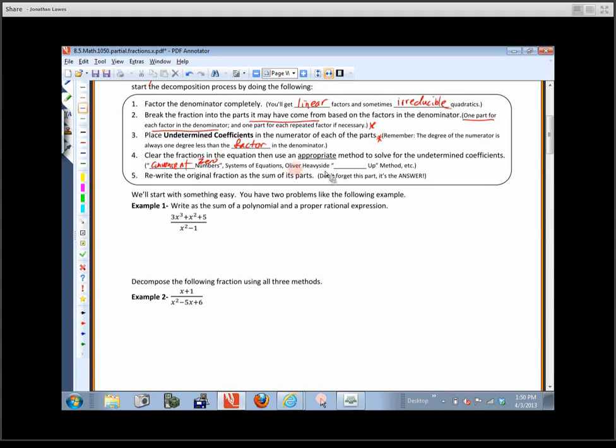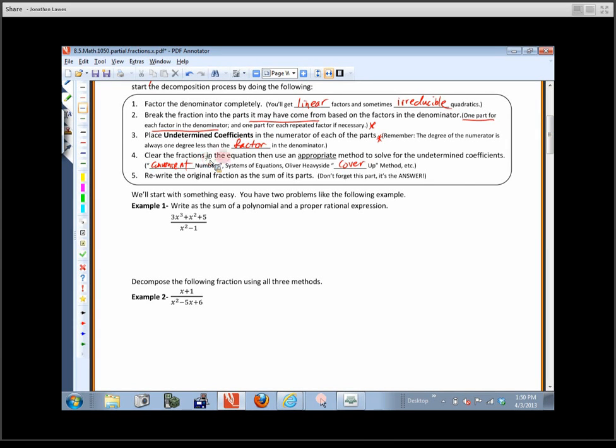And there was actually a guy named Oliver Heaviside. How would you like that name? That was his real name, Oliver Heaviside. It's called the Oliver Heaviside cover-up method. Okay? You can Google him when you get out of here. Pretty interesting guy. Okay?